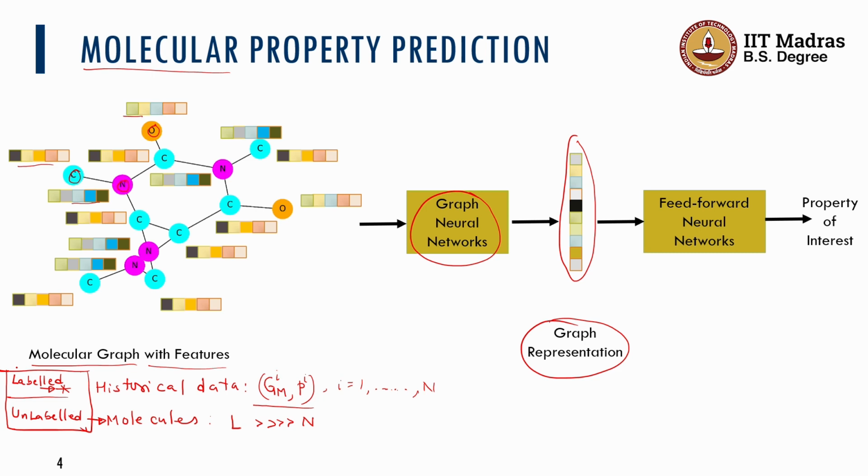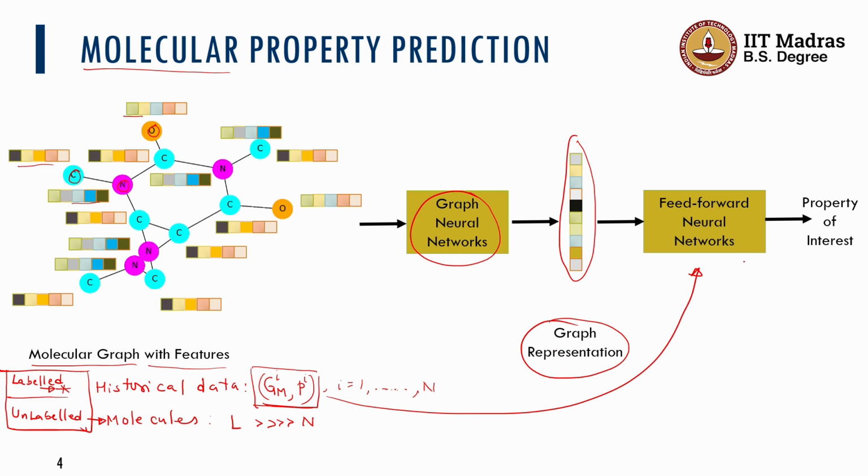Once I have this graph representation, I can use the labeled data at this particular stage and build a model. Remember that I'm using a neural network model here. You can use any other supervised learning model, depending on the task. It can be a classification task or a regression task. So depending on that, you can use any other model. I have used a feed-forward neural network.